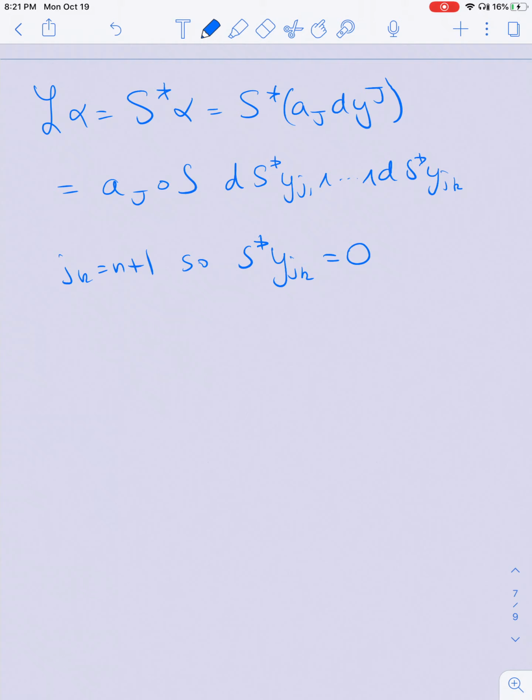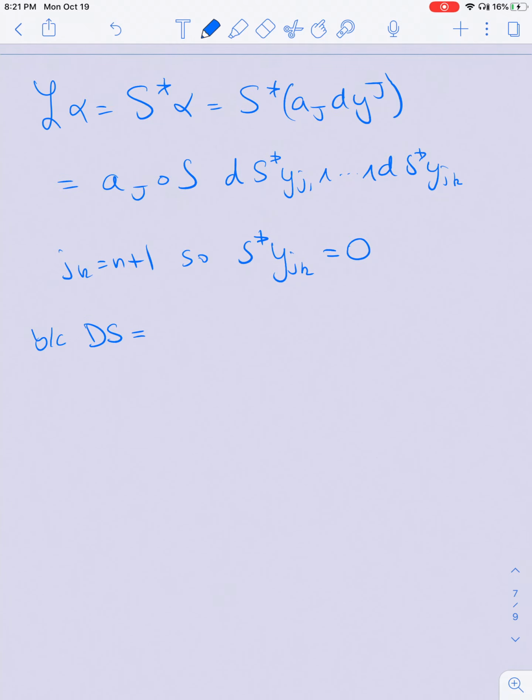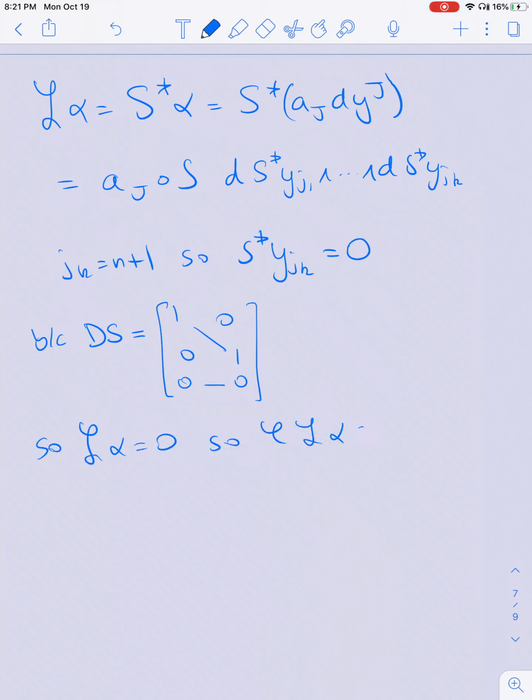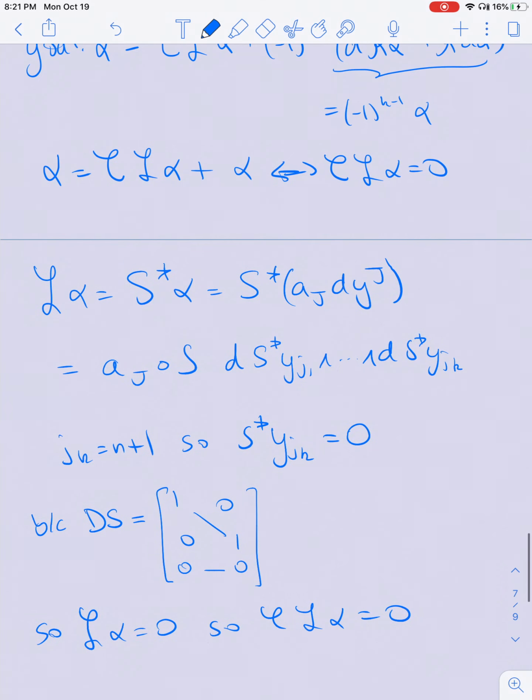I can also compute this because dS is just going to be equal to the identity matrix, but with some extra zeros added to it. So it'll be like the n by n identity matrix, and then a row of zeros. So I can then compute the actual pullback, which will pull back dy_{n+1} to 0. So L alpha is 0, so CL alpha is actually 0 as well, and we get what we wanted.